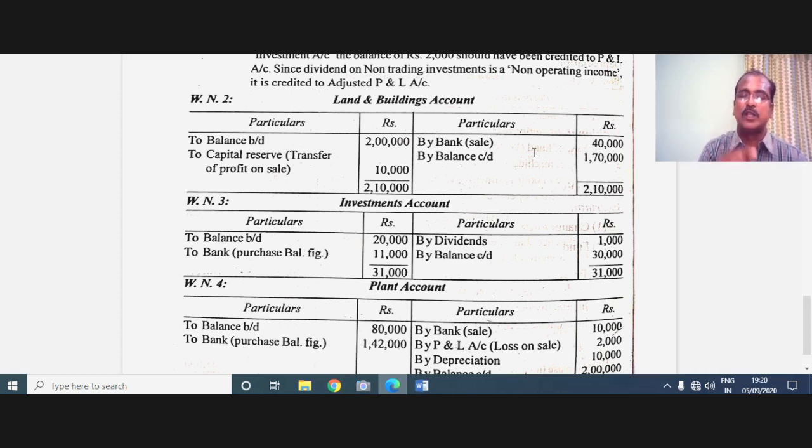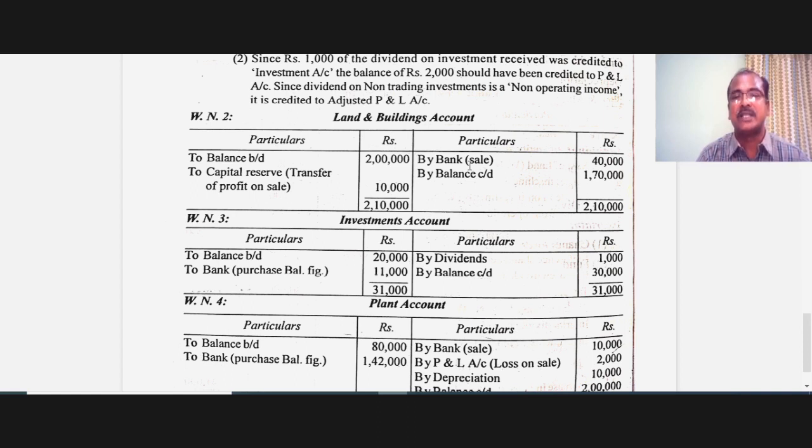Now for the 10,000, you have to debit land and building account to capital reserve. So land and building account, bank account debit 40,000, the cost of which is 30,000. You have a profit element of 10,000 included there, and that is why you pass the entry bank account debit to land and building. Now the 10,000 rupees, which is nothing but the profit element sitting there, is now separated and transferred to capital reserve. What is the entry? Land and building account debit to capital reserve 10,000.